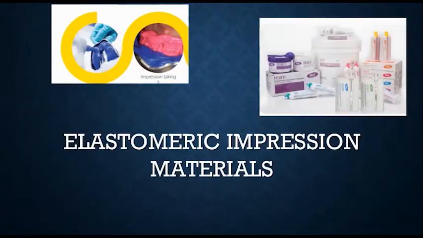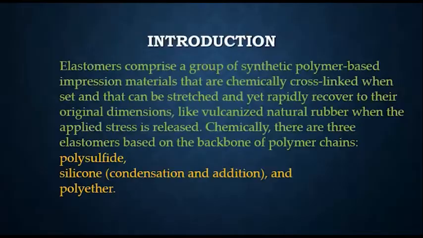So today we are going to see about elastomeric impression materials. Elastomers comprise a group of synthetic polymer-based impression materials that are chemically cross-linked when set and that can be stretched and yet rapidly recover to the original dimension, like vulcanized natural rubber, when the applied stress is released. Chemically, there are three elastomers based on the backbone of the polymer chain: polysulfide, silicone, that is condensation silicone or addition silicone, and finally polyether.